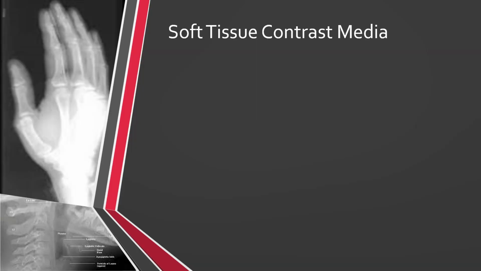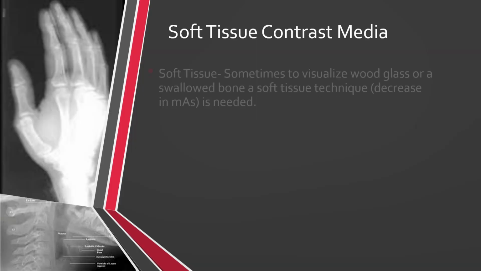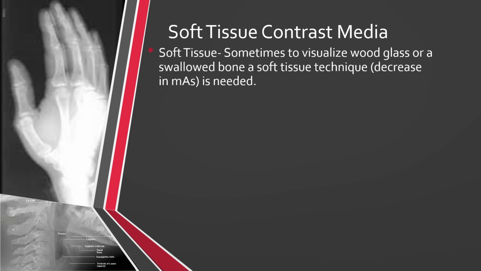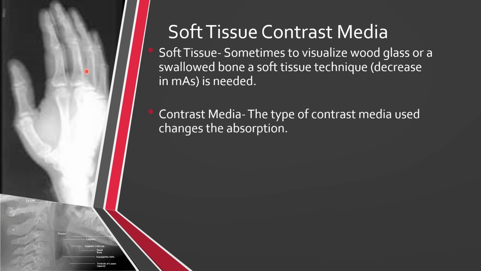Now let's talk about soft tissue and contrast media. Soft tissue: sometimes to visualize wood, glass, or a swallowed bone, a soft tissue technique is needed. This is usually a decrease in mAs. We would also maybe decrease the kVp. As we can see here with the hand, this would be a soft tissue technique where we can really visualize all the soft tissue within the hand, okay? So if we're looking for a foreign body, we need to be aware of that, and we need to adjust accordingly.